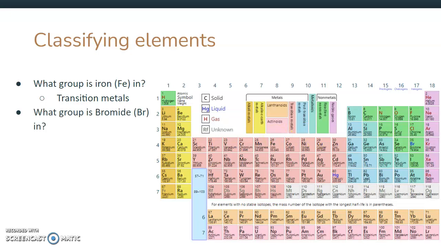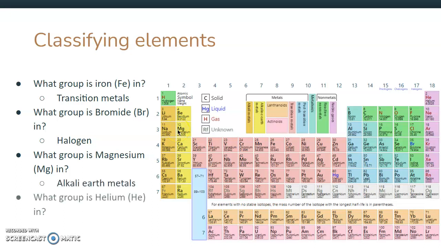Br, let's find that over here at number 35 on our table, is bromine. So it would be a halogen. It's in our halogen group. We have magnesium. Mg is over here at number 12. It is in our alkali earth metals. And then we have helium, He, number 2 on our periodic table, and that is a noble gas.